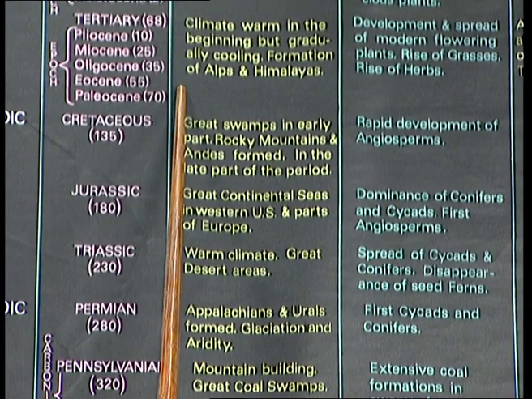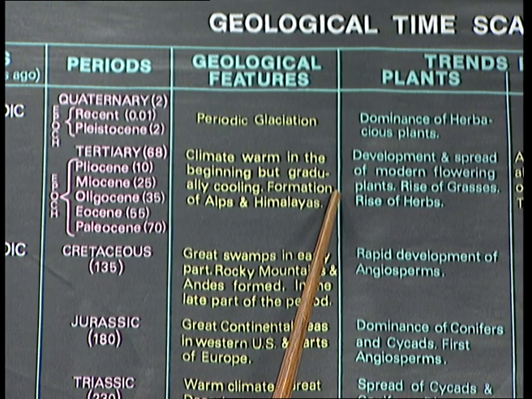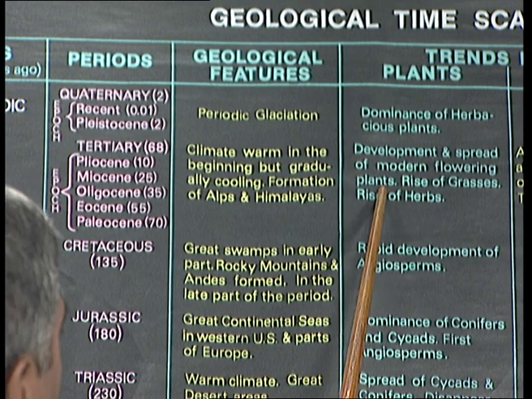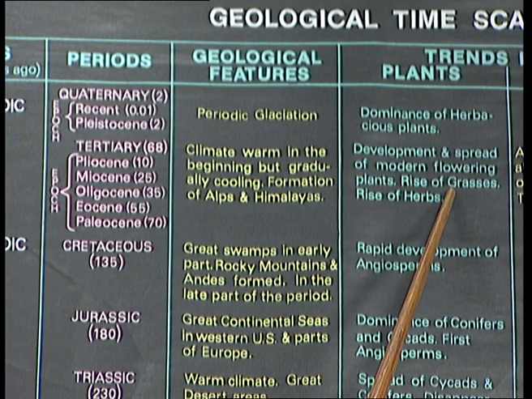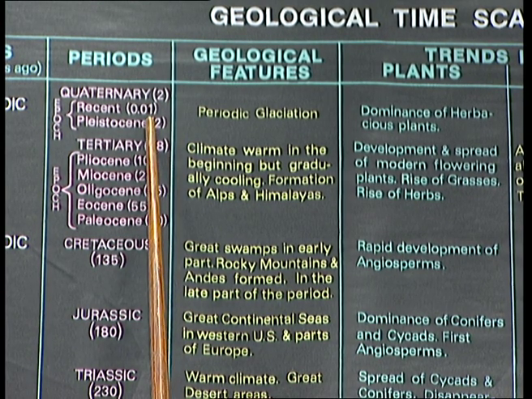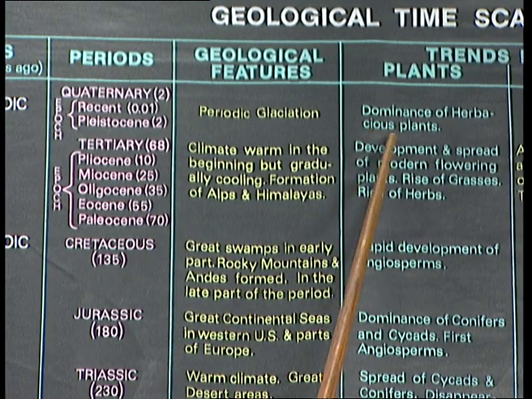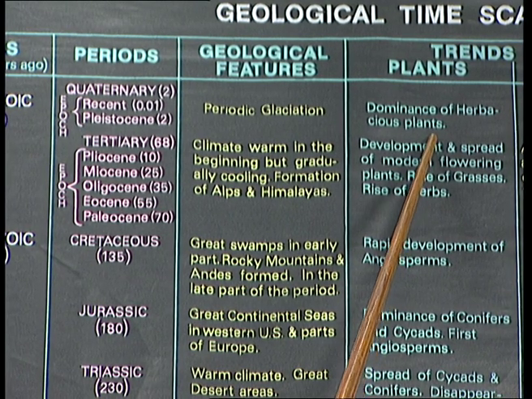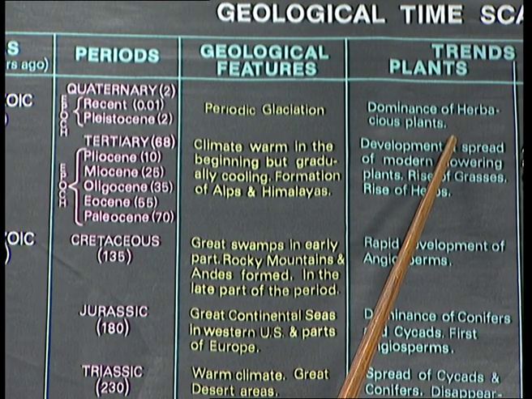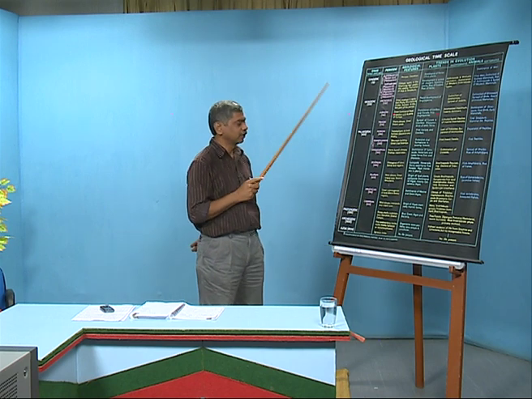Then followed by the Cenozoic or Tertiary, development and spread of flowering plants. This is the period where significant flowering plants were recorded, and the rise of grasses and herbs was also recorded. At the end of the geological time, during the Quaternary period, there was dominance of herbaceous plants, and all the present day plants that we see are present at the end of this Quaternary period. This is how the plant species have spread over the geological span.